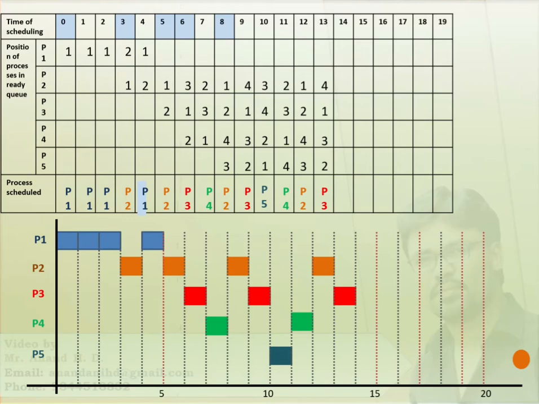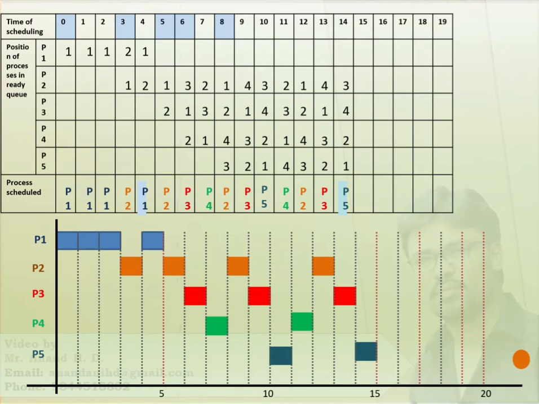time units, right? So at 14 time units, again there are 4 processes with P5 in the first position, P4 in the second position, P2 in the third position and P3 in the last, that is fourth position. So P5 will be scheduled and it will be executing from 14 to 15 time units.